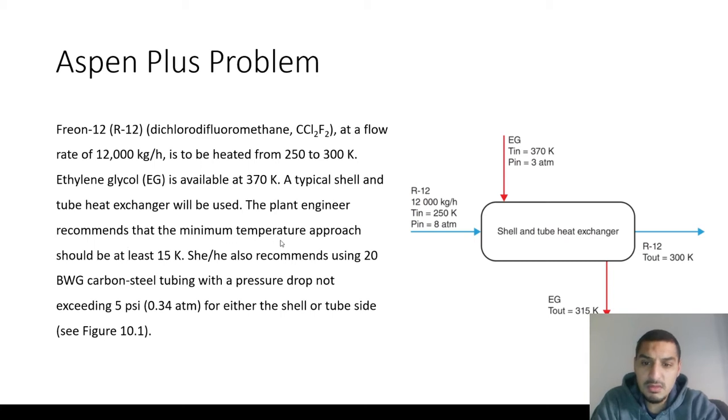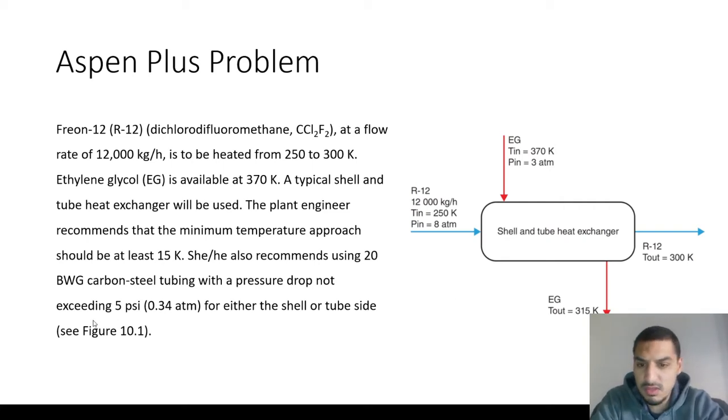We know that the minimum temperature approach is at least 15, which means that this temperature must be at least 15 degrees higher than this temperature. And this is usually a parameter that's set in heat exchangers to make sure that the driving force is enough, so we don't need to use a very large area of heat transfer.